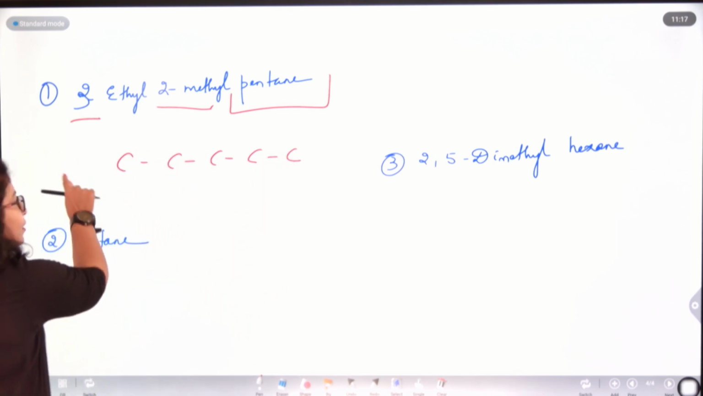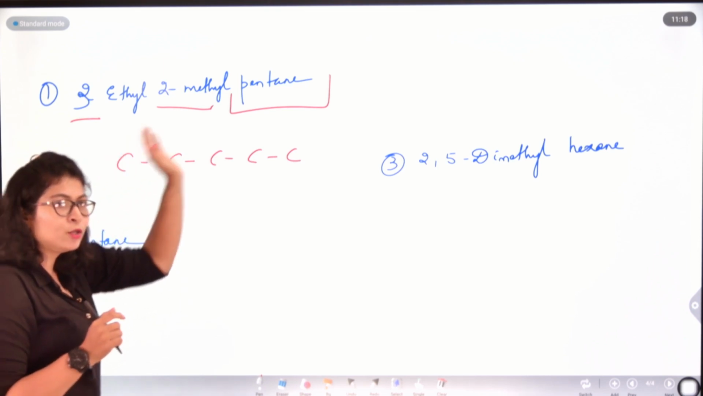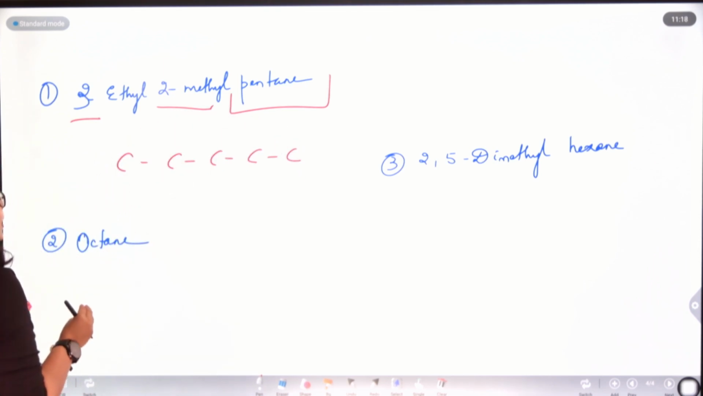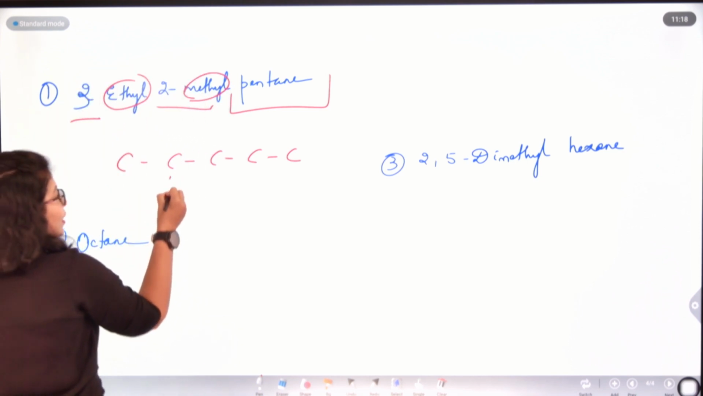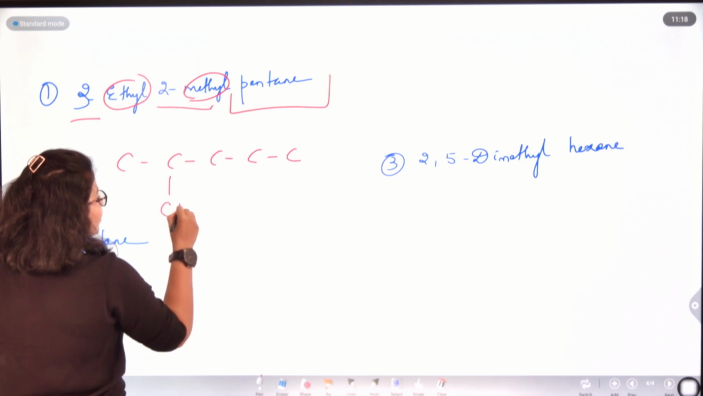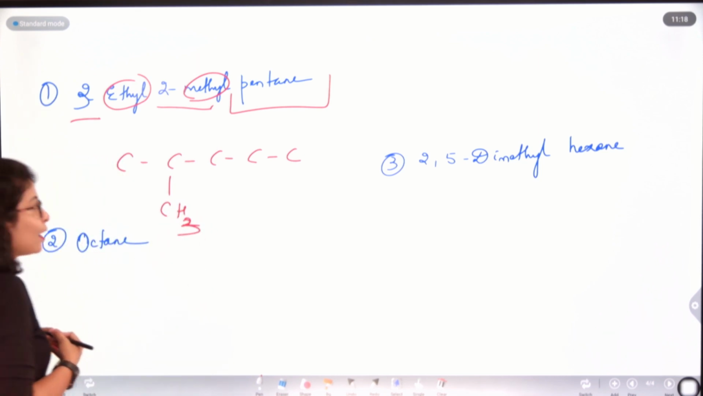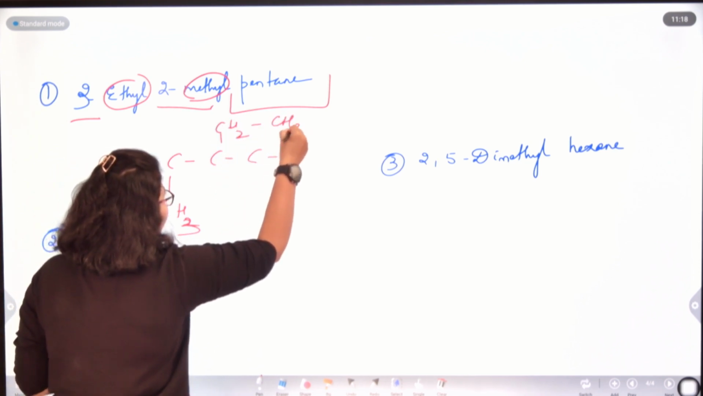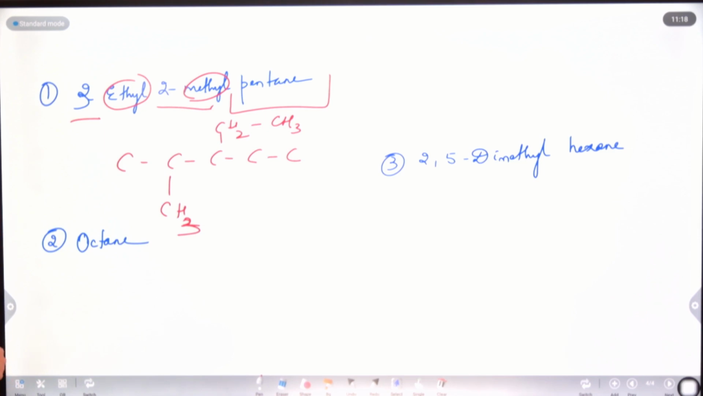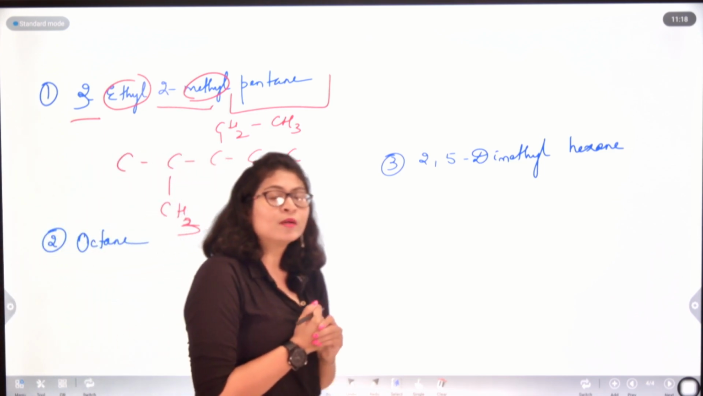Suppose I'm taking this as my primary chain and I'll be moving from right to left. So I will simply assign my ethyl and methyl group in the second and third position. In the second, I will be assigning a methyl group, that is a CH3 group. And in the third, I will be assigning an ethyl group, that is CH2CH3 group.